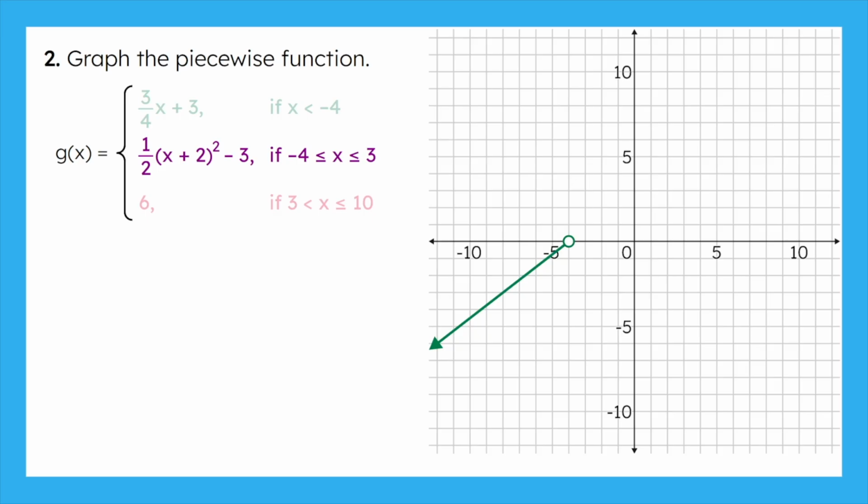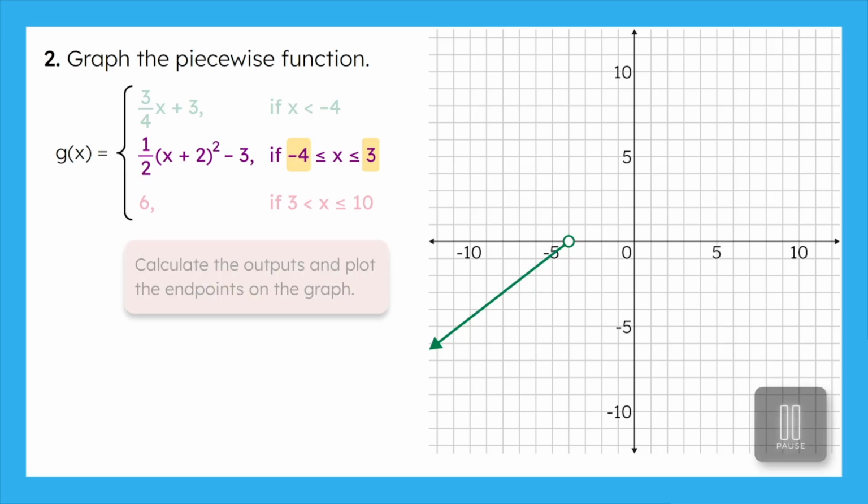All right, on to the second piece. This one has two endpoints as seen in the domain when x is negative 4 and positive 3. Pause while you calculate the outputs and plot the endpoints on the graph.